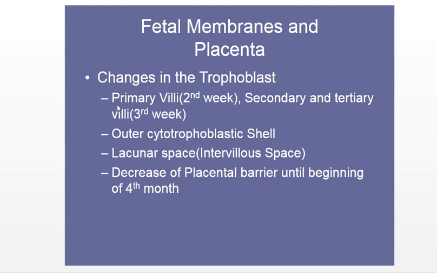As you know, the change in the trophoblast happens in the second week by formation of the primary villi, secondary and tertiary villi, but the tertiary villi is formed in the third week of development. And we have new structures: the outer cytotrophoblastic shell, lacunal space, and decrease of the placental barrier until the beginning of the 4th month.